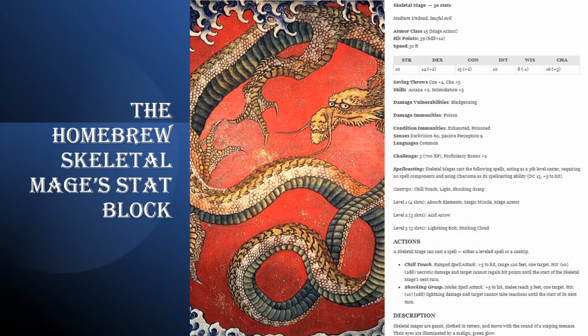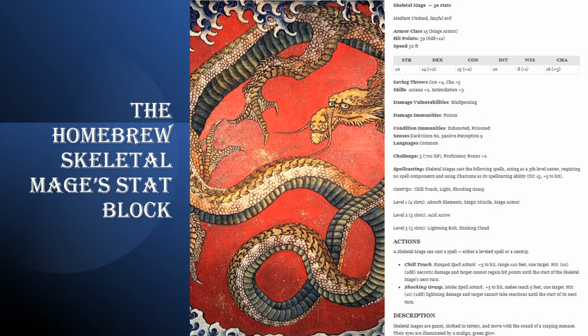The skills we're looking at are Arcana and Intimidation. Because it is a skeleton, it does have a damage vulnerability to bludgeoning damage, which might open it up to some interesting tactics by your adventuring groups. It is immune to poison damage, and it is also immune to the exhausted and poisoned conditions. Our skeletal mage has darkvision of 60 feet and a very poor passive perception of 9. It does speak the common tongue and is capable of speech.